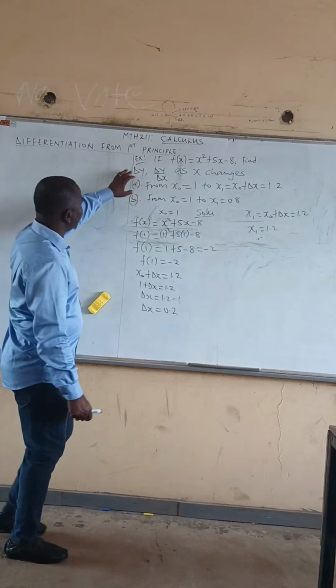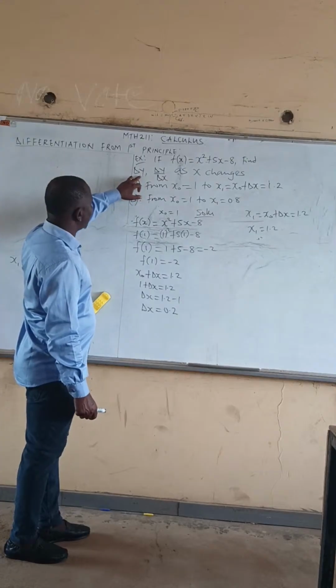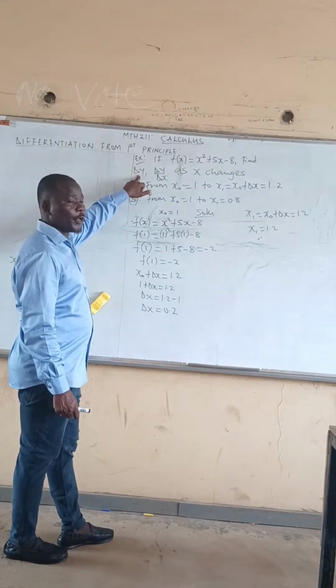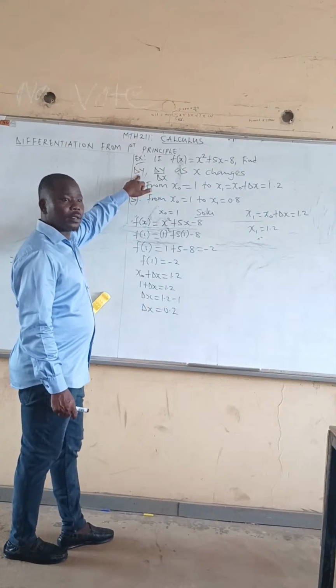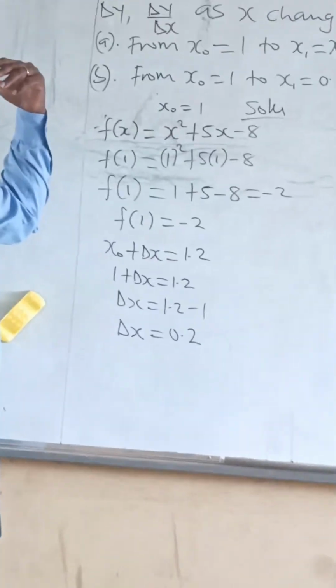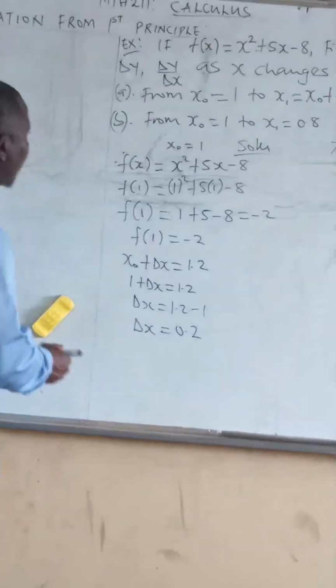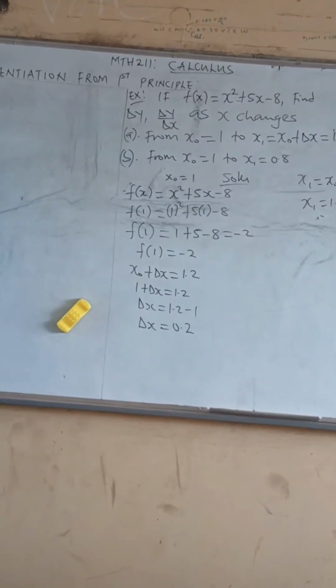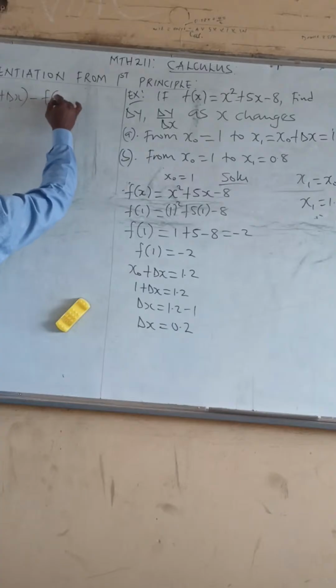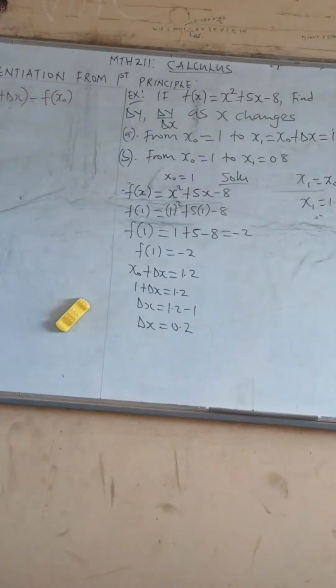So from A, they said we should find dy. What is dy? Dy is equal to what? Have you forgotten? I wrote it down. Now check your notes. Dy, they said find dy. It means dy is equal to f of x0 plus dx minus f of x0. True or false?